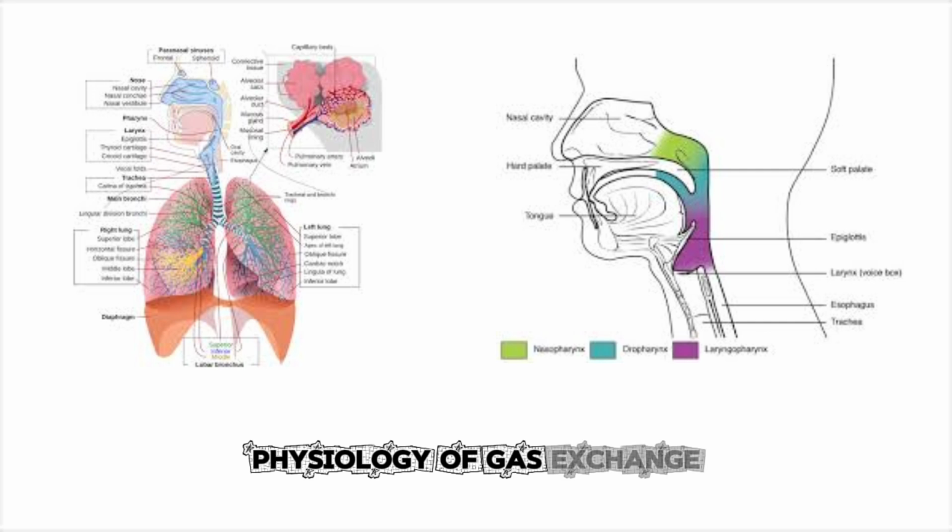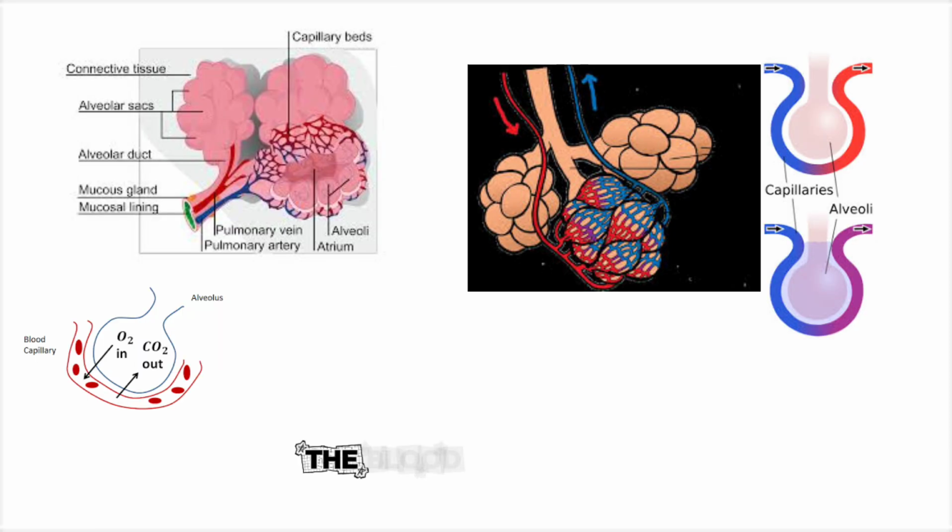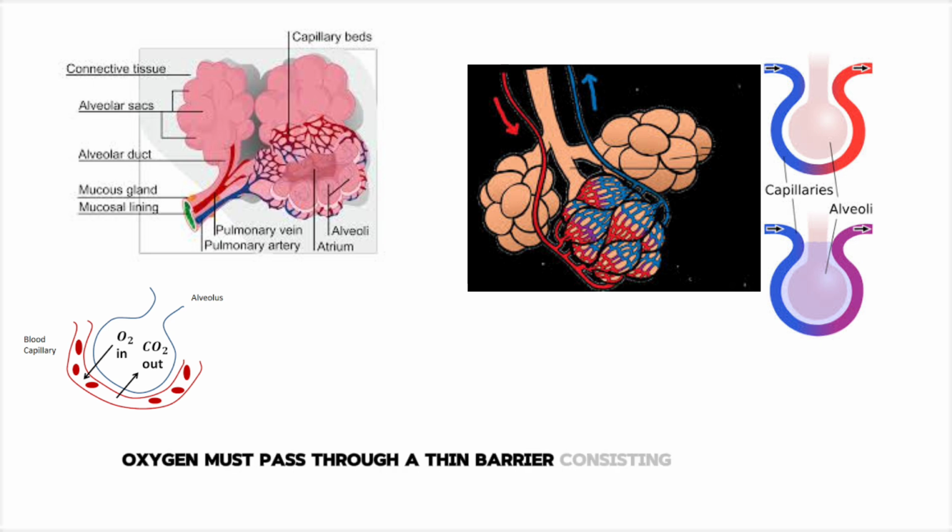Physiology of gas exchange. Gas exchange in the lungs operates via the process of passive diffusion, moving gases from areas of high concentration to low concentration. The blood-air barrier. To enter the bloodstream, oxygen must pass through a thin barrier consisting of four things. First, the alveolar surfactant. Second, the alveolar epithelium. Third, the shared basement membrane. And fourth, the capillary endothelium.